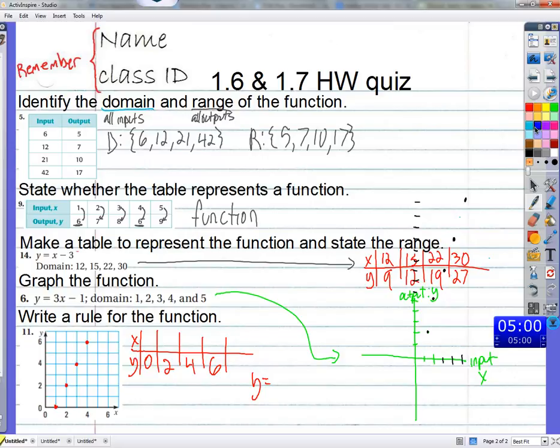Let's put 1, 2, 3. Let's say we did 0, 1, 2, 3. Those aren't the inputs that this function uses. It might make it a little easier to make a rule to go from x to y. Anybody think of a rule that would get you from x to y? And the same rule would get you from this x to this y, and so on.